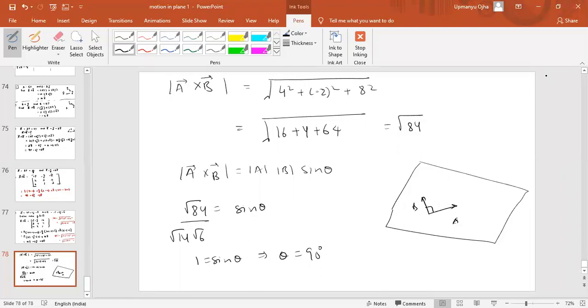I hope you got this answer. Theta is 90 degree in this case. In this case it is 90 degree, but don't take that it is 90 degree everywhere.